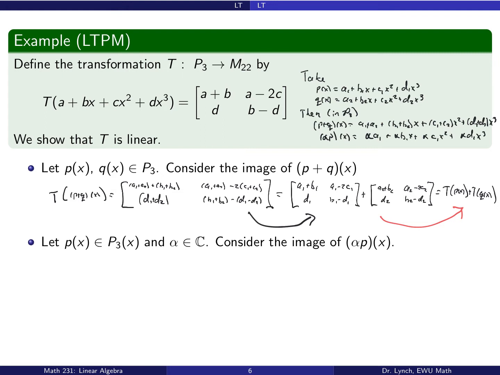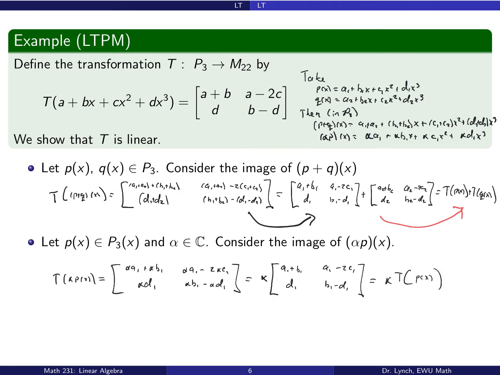And it works the same way with the image of alpha P. We see that the image of alpha P has just alpha A1 plus alpha B1, alpha A1 minus 2 alpha C1, alpha D1, and alpha B1 minus alpha D1. Of course, in M22, we know how to pull that alpha out. And once we do that, we see that the image of a scalar multiple is a scalar multiple of the image. This shows that, again, T is linear.